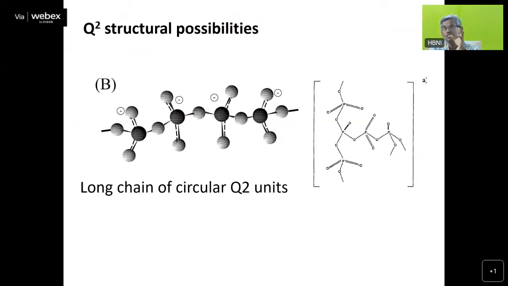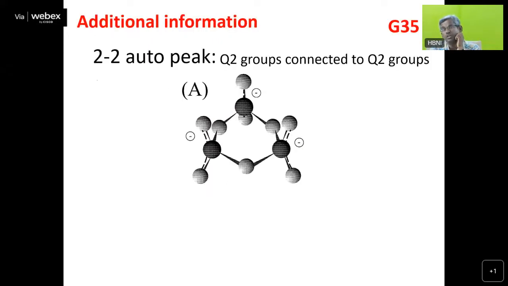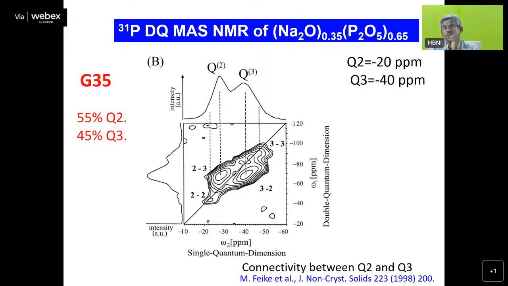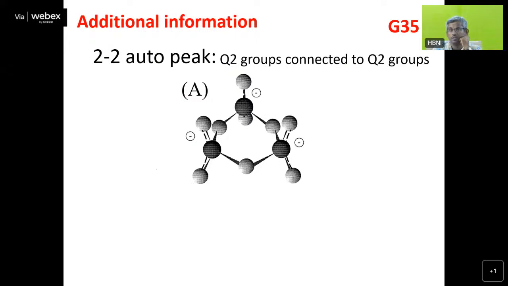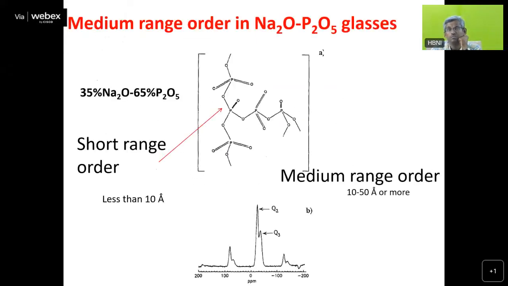So these are the possible structures mainly present in this type of composition. So as you keep on increasing, if you take pure P2O5 glass now, you will see mostly Q3 only. This is anyway 35% sodium oxide. If you don't have any sodium oxide, then we will not see any non-bridging oxygen atom, and we will see a network, distorted network of P2O5, in which we get only a broad Q3 peak. Let us move further.